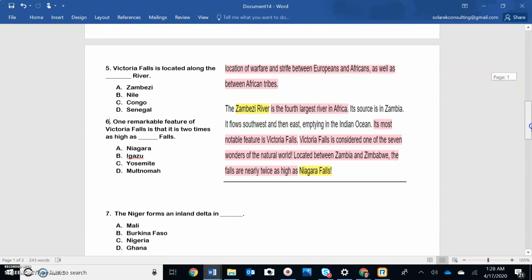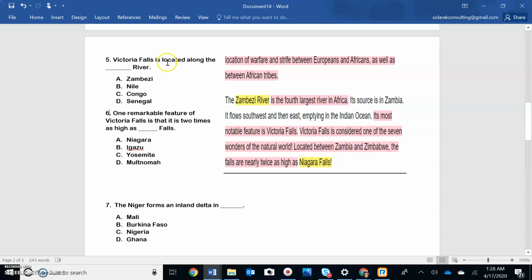Okay, let's get to question number 5. Victoria Falls is located along the Zambezi River. So let's see, what river has that? The Zambezi River is the 4th largest in Africa. Its most notable feature is Victoria Falls. So what river does that say right there?